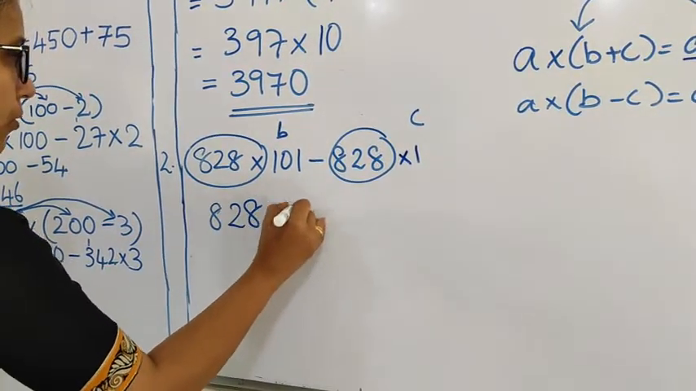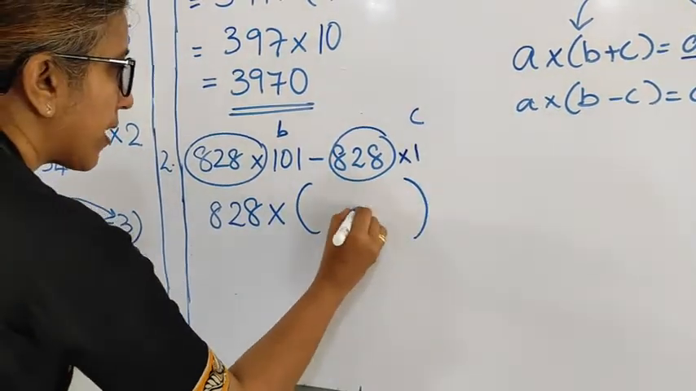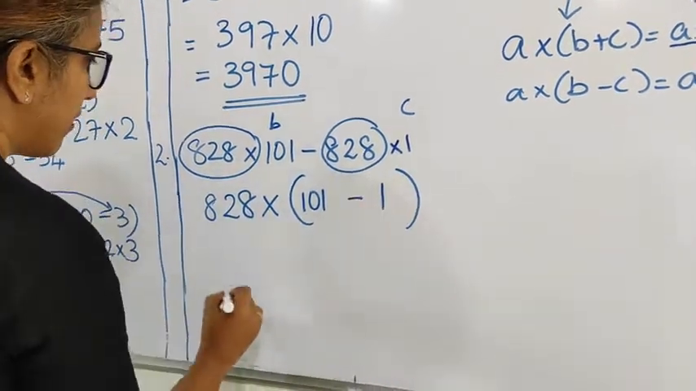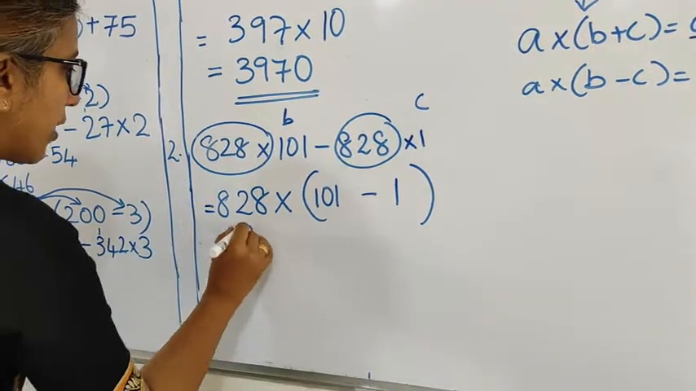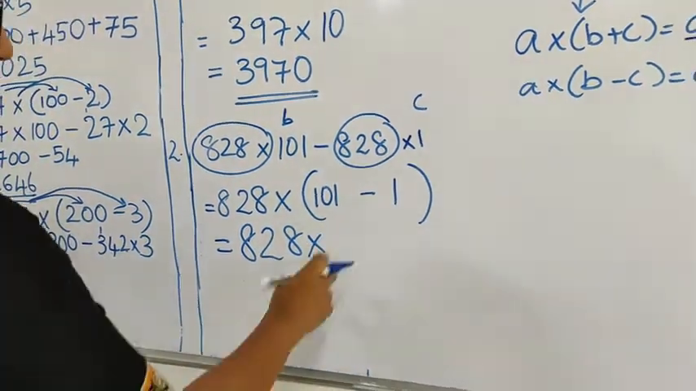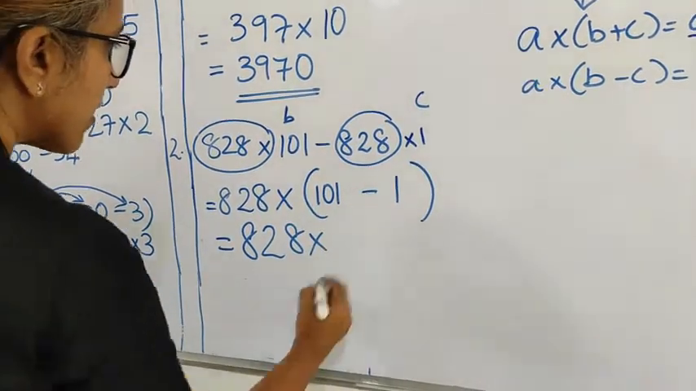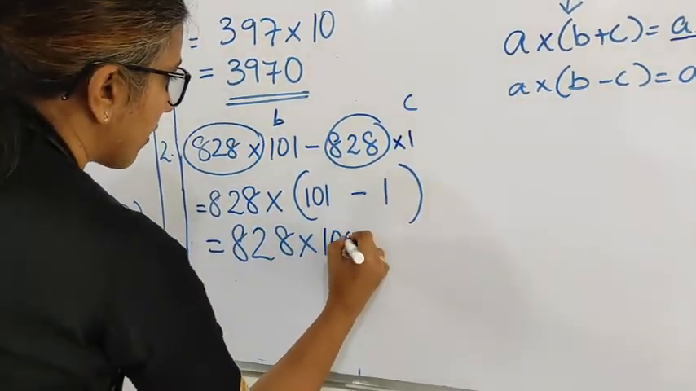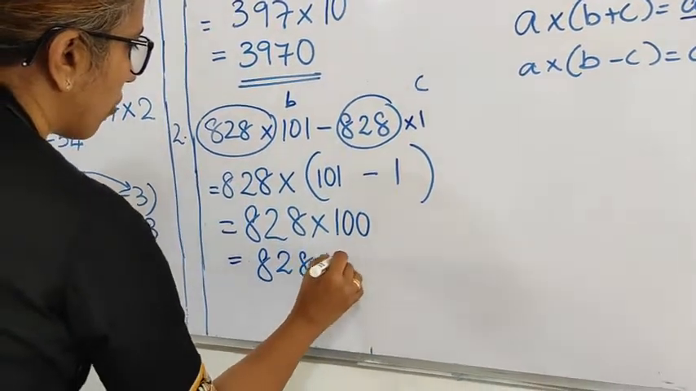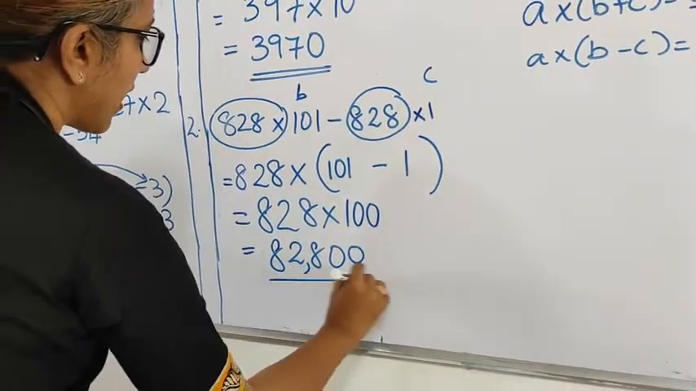828 into, it is subtraction. What is B? 101. What is C? 1. So 828 into, you have studied order of operations. So 101 minus 1 is 100, which is equal to 82,800.